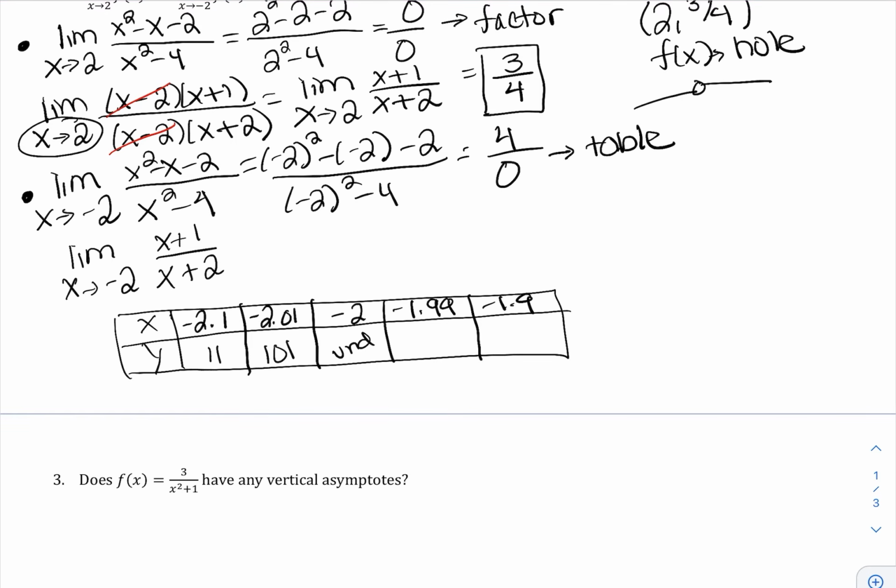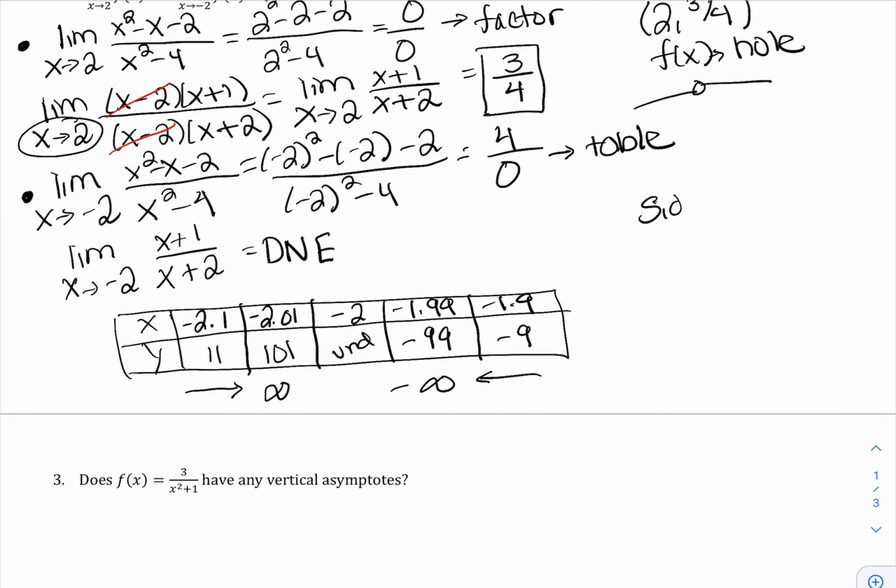And let's do -1.9 first. That's going to give us -9. And -1.99 is going to give us -99. So we kind of see which one's positive and which one's negative. So from the left, it's going to positive infinity. From the right, it's going to negative infinity. So because the limit from the left does not equal the limit from the right, the limit does not exist.